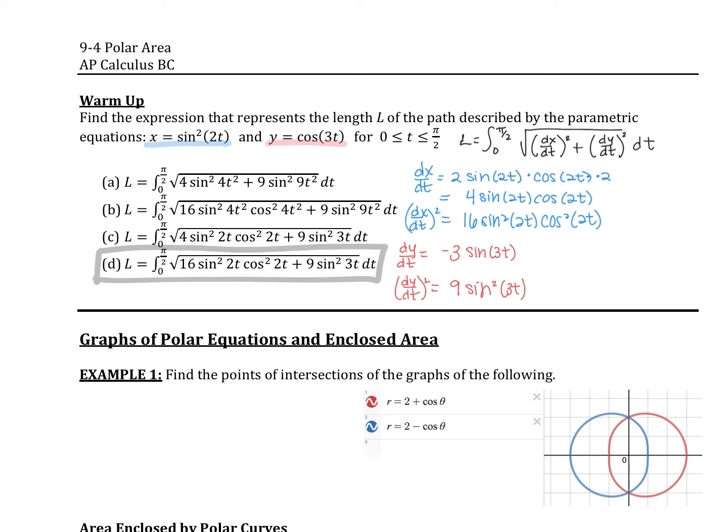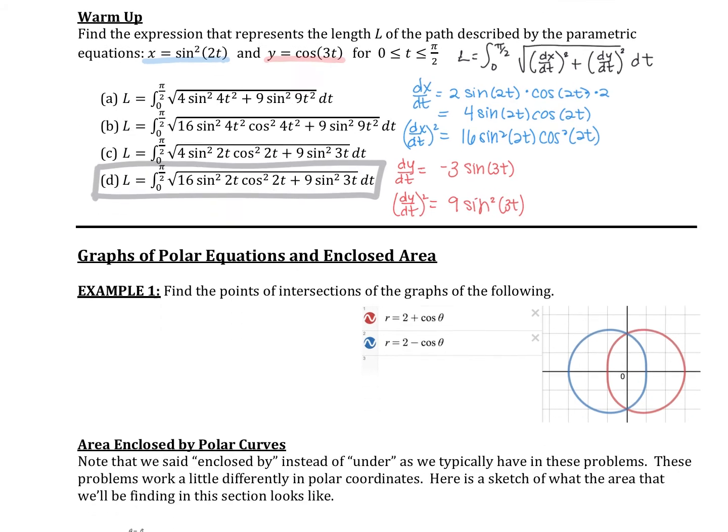All right. So we've worked on arc length for quite a while, and we talked about polar derivatives last class. So now we want to look at finding the area. Typically, when we find the area, we're going to find an area that is enclosed by, not under like we typically did before. It works a little bit different. So we're going to find the area of some region that is enclosed.